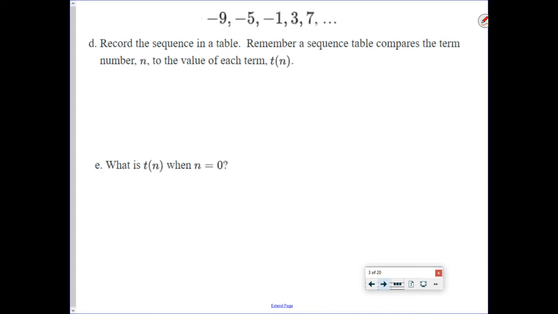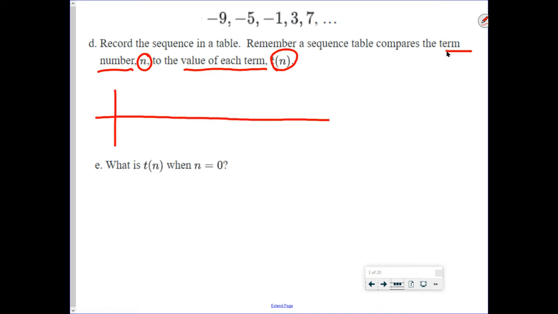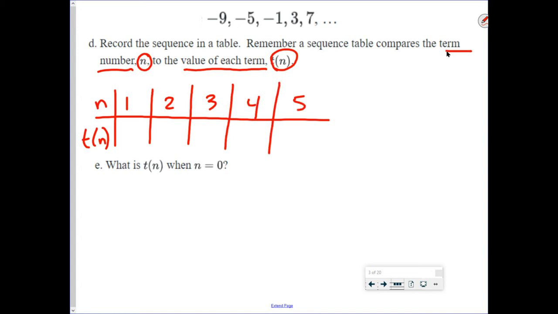Remember, a sequence table compares a term number, and here's an important one, you might want to write this down again. Term number is your n. N is term number. The value of each term is T of n, okay? Write it down. So on my table, we're going to have n and T of n, okay? N is a term number. So we have term number 1, and 2, and 3, and 4, and 5, okay?